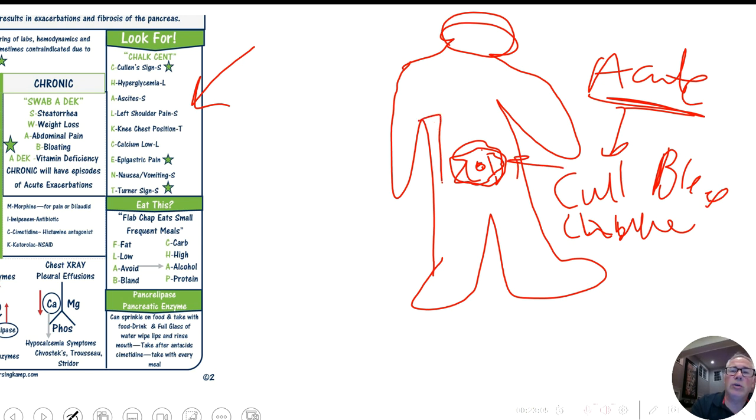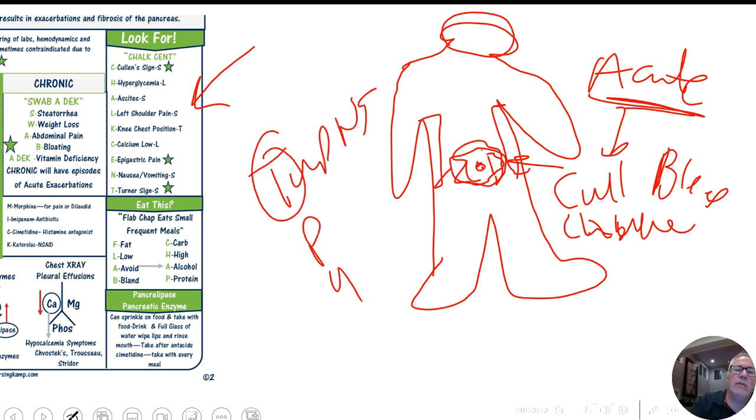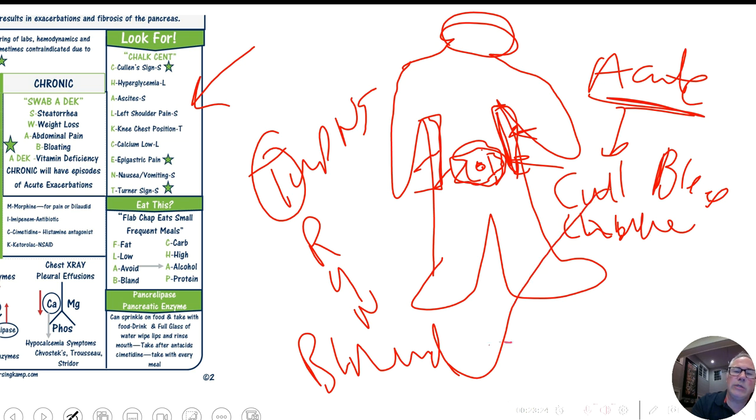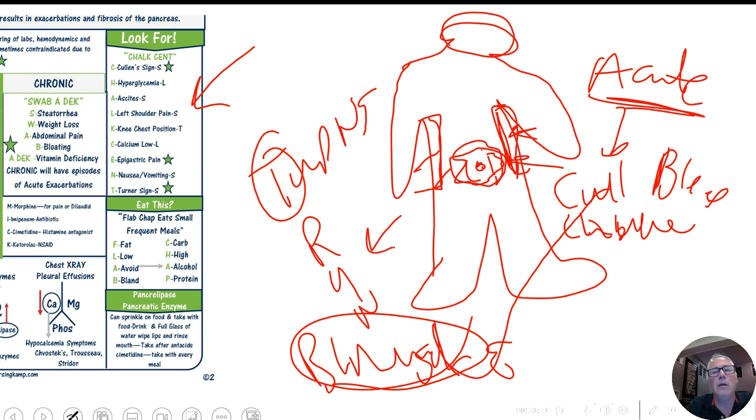There's also Turner's sign, Turner on the trunk, the sides of the chest. You turn that person around, you see these kind of bluish ecchymosis. And that bluish sign is a classic sign of retroperitoneal bleeding. Two characteristic signs that are acute means that this patient needs to go down to the OR immediately.